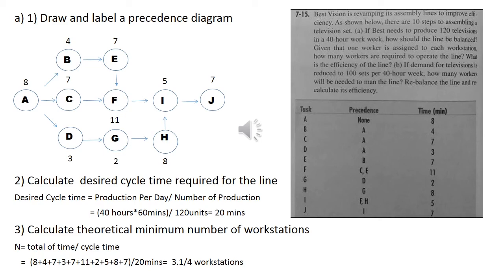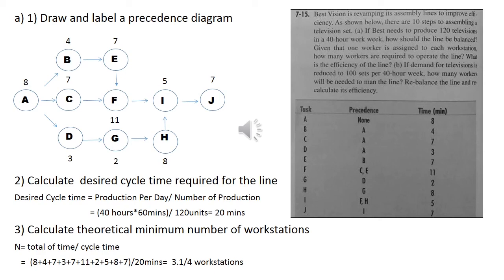After that we see task E, the precedent is B, then put the arrow from B to E. And task F, precedent is C and E, then put the arrow from C to F and E to F. Then we can see task G, the precedent is D, so we need to put the arrow from D to G, and H is G, then put the arrow from G to H, and I is F and H, so we need to put the arrow from F and H to I. And the last one is task J, precedent is I, then put the arrow from I to J. After that we label the time at the top or below of the diagram.